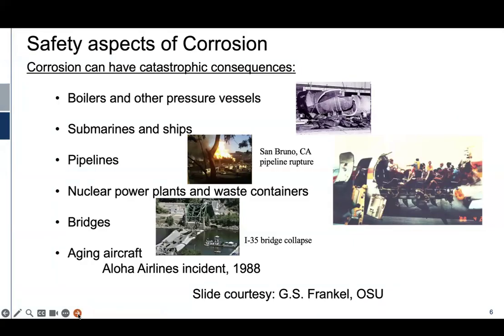Coming to the safety aspects of corrosion, corrosion can have catastrophic consequences. For example, these are boilers used in power plants that use thermal energy and convert it into electrical energy. These pressure vessels and boilers can undergo corrosion attack. Ships and submarines encounter a very obvious environment that causes severe corrosion, which is seawater. Submarines and ships are always subjected to corrosion, and we are always trying to fight corrosion and solve these problems.